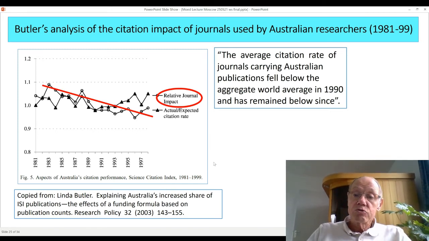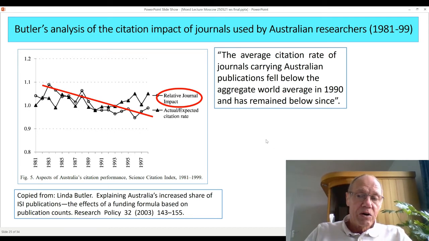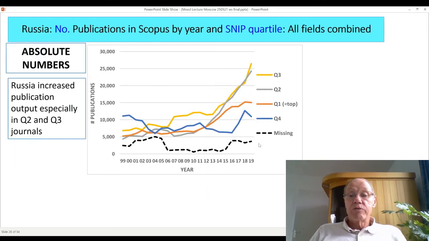Now, I was just wondering, how did this trend develop in Russia? And I want to show you some results of this analysis. It was conducted using a slightly different methodology, but I think still a valid one. This is a first result.